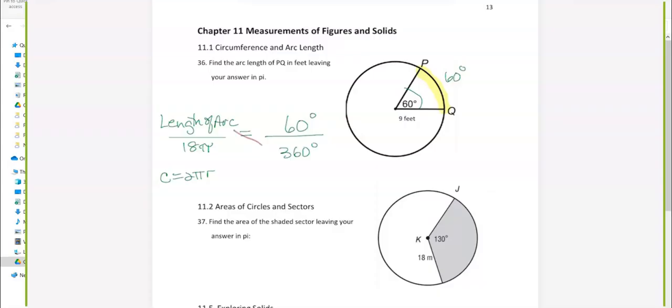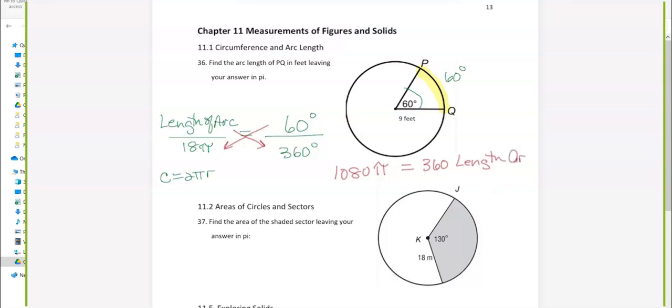Okay, you're going to do your cross products. Now, if you want to reduce things first, you can. But I'm just going to go ahead and multiply. So I'm going to say 60 times 18 pi, and I'm going to get 1080, and you bring the pi along. Don't use the pi key. That's going to equal 360 times the length of the arc.